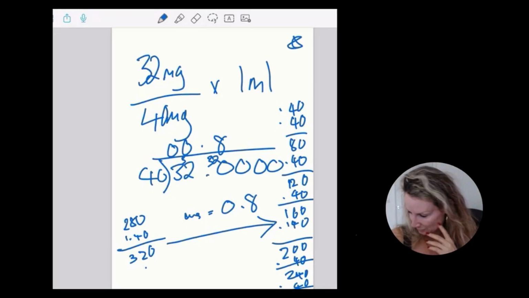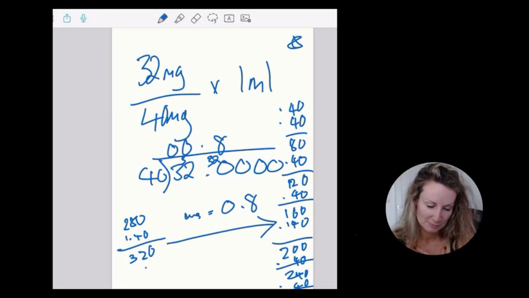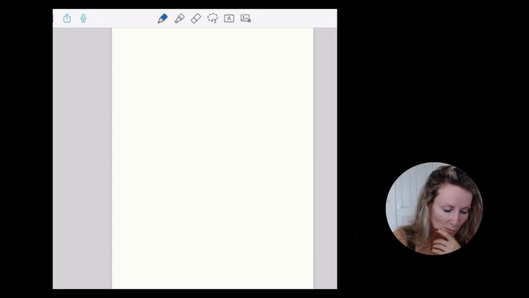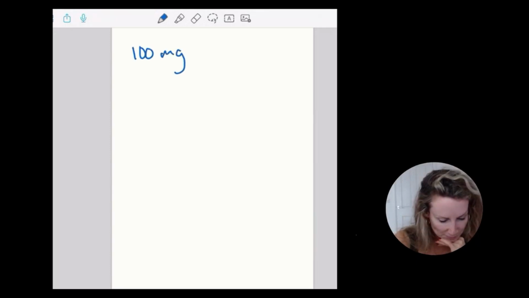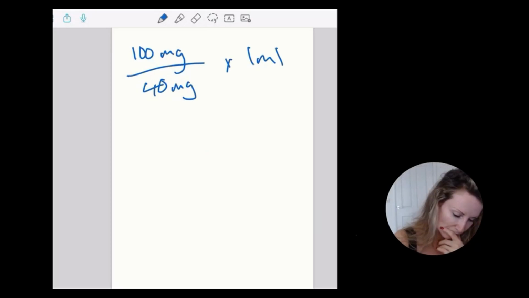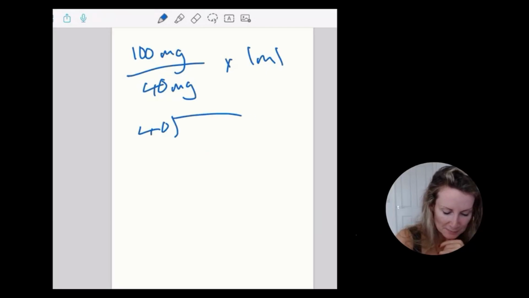All right, okay. So this one is 100 milligrams. And then I've got 40 milligrams underneath it. Yeah, over 40 times by 1 mil. So am I putting like the 40 on the outside of the box and then 100? Yes, whatever's on the bottom is always going to be on the outside. 100, and put a decimal point and some zeros in case you need it.